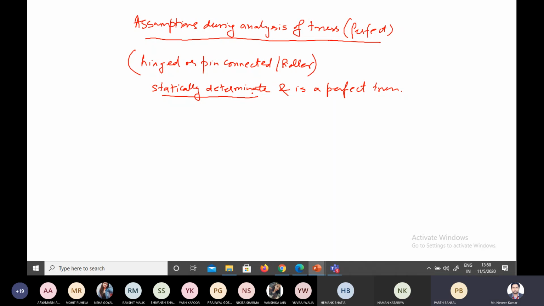No. Statically determinate does not mean that. It's a very simple meaning. You are making it a little complex. So can anybody else explain to me what is the meaning of statically determinate?